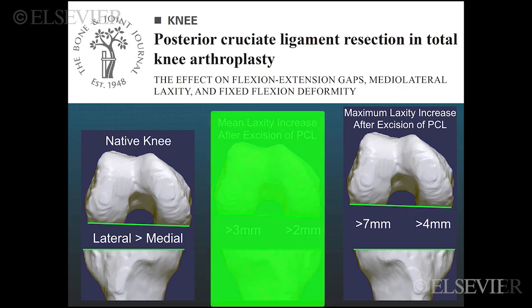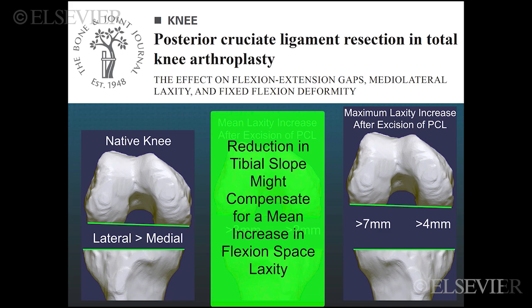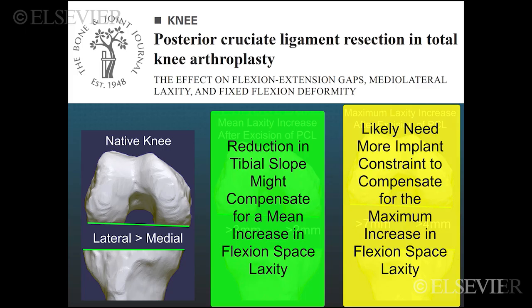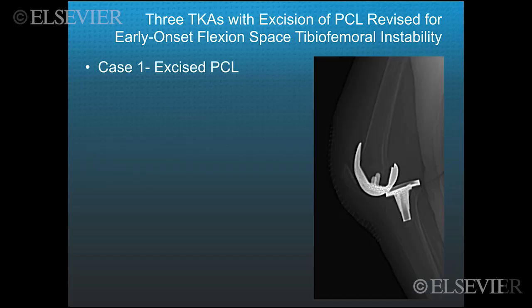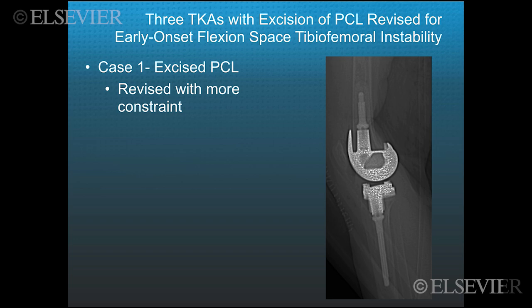If you have a mean laxity increase, a little on the smaller side, a reduction of tibial slope might be able to compensate for a mean increase in flexion space laxity. However, when you have the maximum increase, you're likely going to need more implant constraint. If you don't have that at the time, you can get yourself in trouble, which is what happened to me. So you need more constraint to compensate for the maximum increase in flexion space laxity. Three total knee arthroplasties with excision of the PCL were revised for early onset flexion space laxity. One was early. We just didn't have revision instrumentation, and I didn't think of reducing the slope in this patient, and we revised that knee with more constraint.